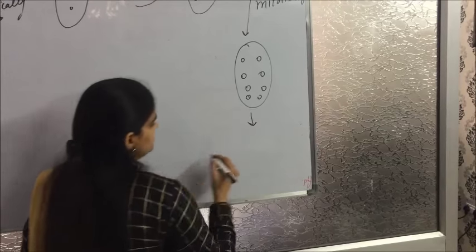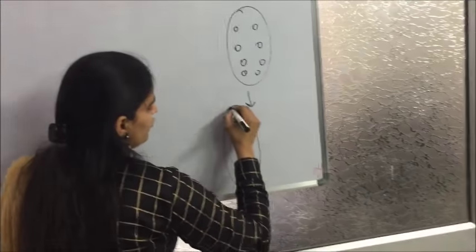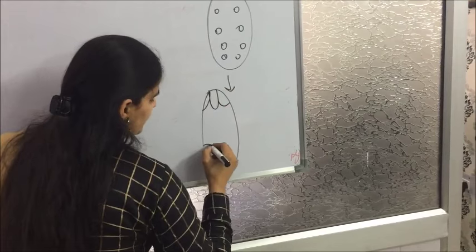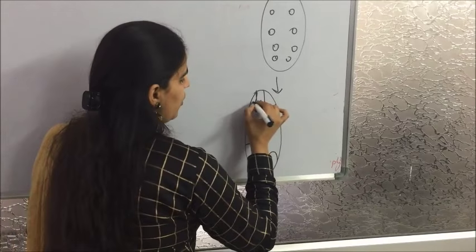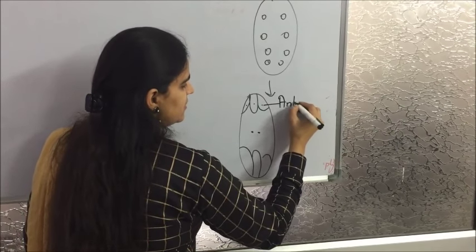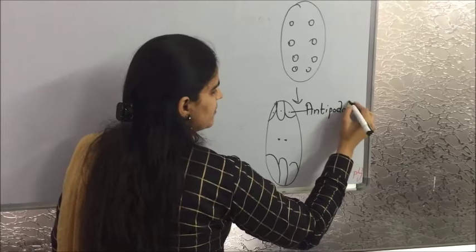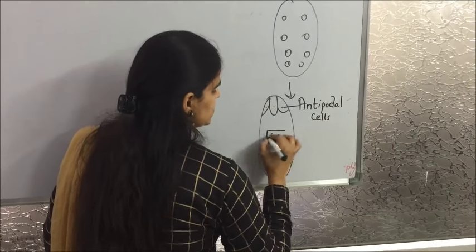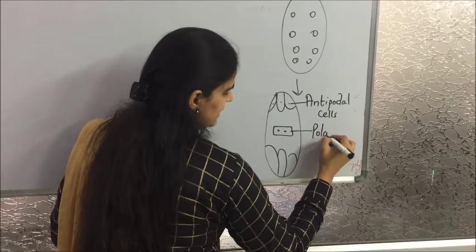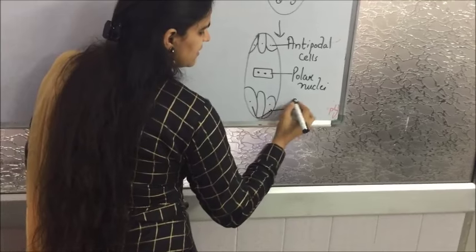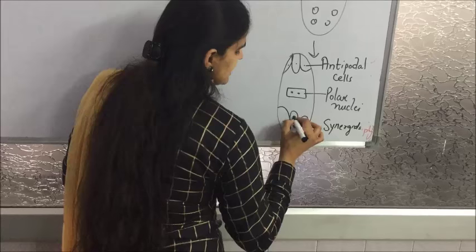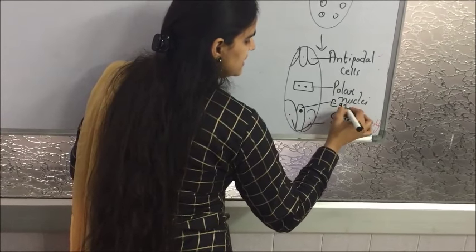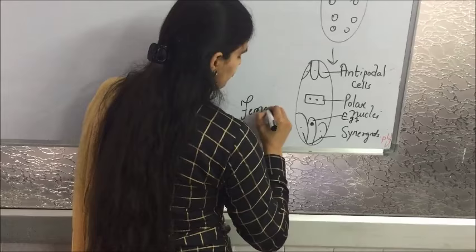Now, from these 8 cells, 3 move in the opposite direction and form a different structure, and 2 will come to the center. These are called antipodal cells. These 2 are called polar nuclei, and these are called synergids, which provide the nutrition to the egg, and this center one is called the egg. This is the structure of the female gametophyte.